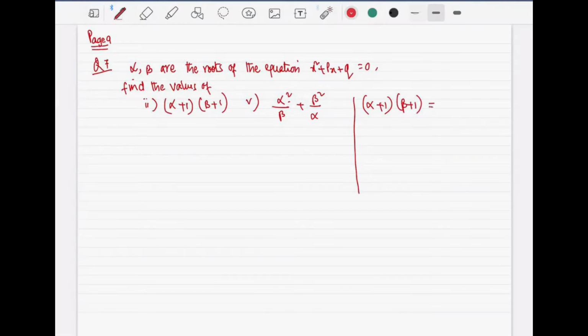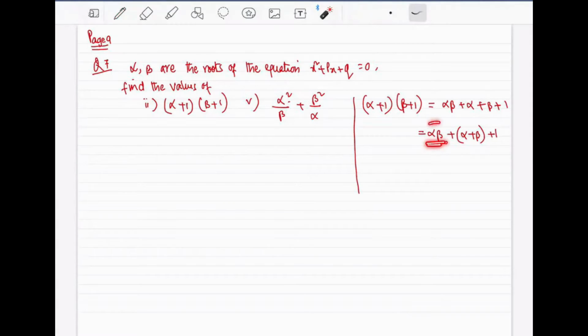When you open the bracket, do the distributive property: alpha into beta, alpha beta. Alpha into 1 will be alpha. Likewise, do multiplication by 1. So the first term will be alpha beta, the next term will be alpha, plus 1 into beta will be beta, plus 1 into 1 will be 1. Here you can see we have 4 terms. What if I put these two together? Alpha beta plus alpha plus beta plus 1.